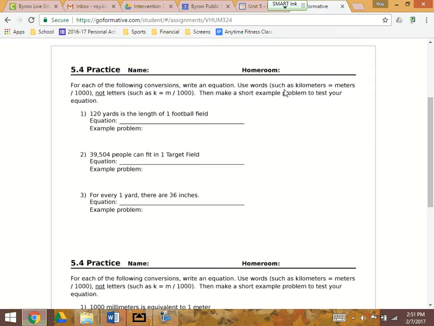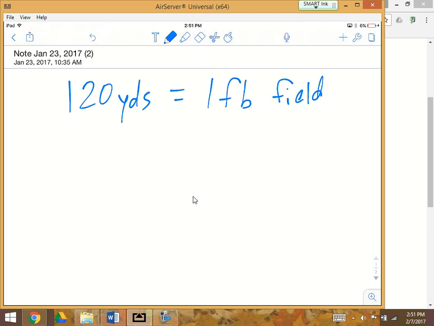We are supposed to write an equation such as k, like kilometers, equals meters divided by 1,000, and we're supposed to write the words out versus just using letters. So kilometers equals meters divided by 1,000. What we have to do here is focus on the one that is a single unit, so one football field. Start with that one, okay?